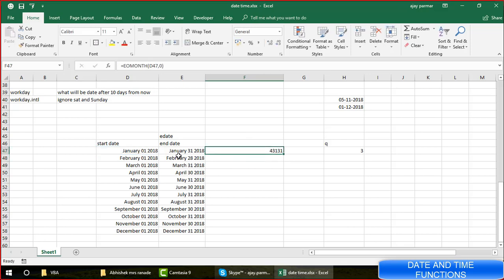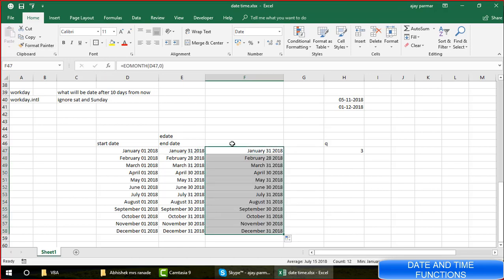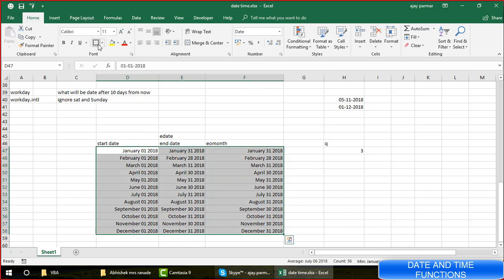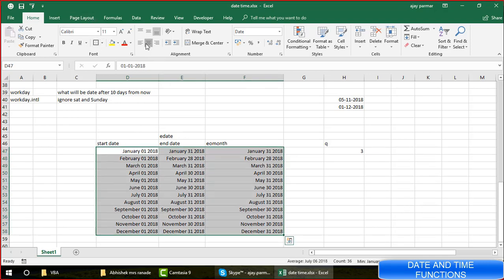So you have some date. Let's go and paintbrush this. We got it. So you can use EOMONTH also instead of EDATE. That's a good choice if you want the end of the month. EOMONTH, right? So these are the functions. You should know them. They are very important.